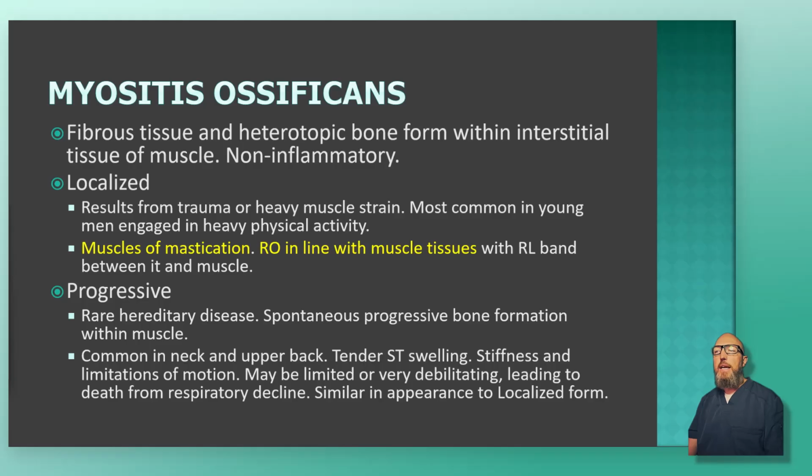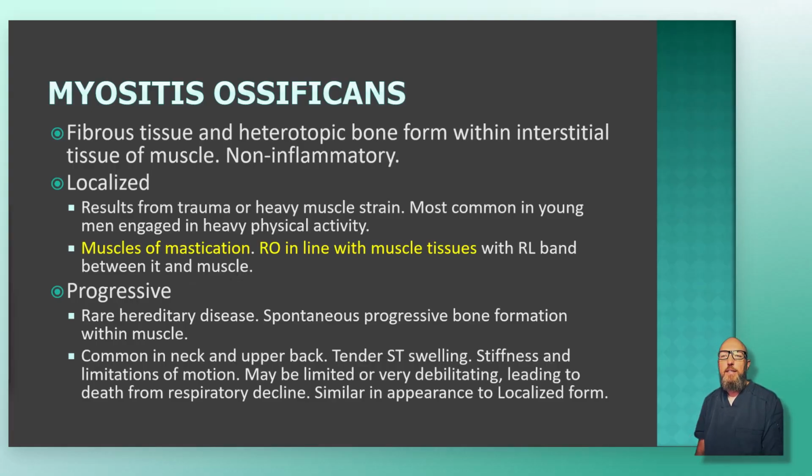All right, Myositis Ossificans. This is just fibrous tissue and heterotopic bone formation within the interstitial tissue of muscle. So there's two different forms. Localized is the more common one. It results from trauma or heavy muscle strain. An example I've seen of this is damage to the pterygoid muscle following inferior alveolar nerve injection. You may see this in the muscles of mastication. What it's going to appear like is radiopacities that have these striating lines that follow the lines of the muscle tissue.